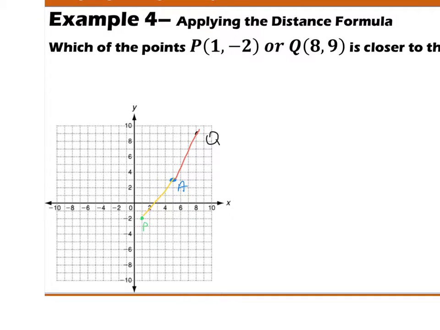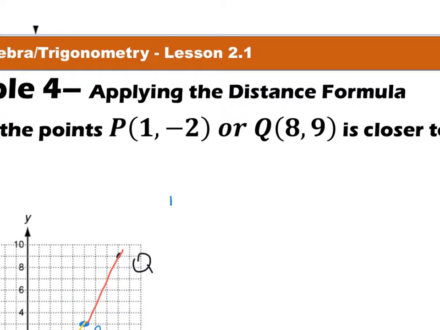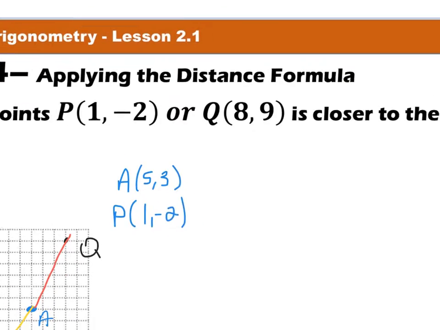It doesn't matter which one you do first. I'm going to do A to P. So A is 5, 3, right? And P was 1, negative 2. So let's do the distance formula between these two.